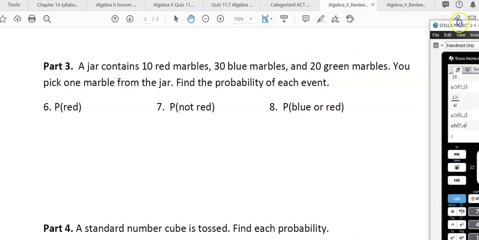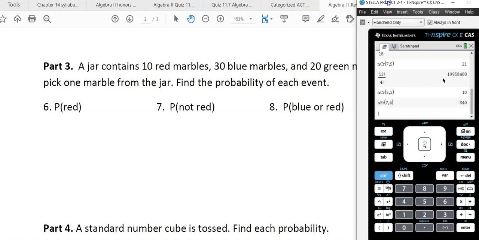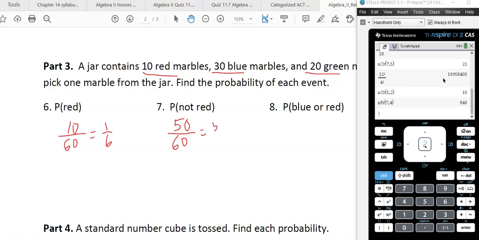See, I can't see marbles. Okay, I can see everything. So a jar contains 10 red, 30 blue, and 20 green. What's the probability of each? Probably red. So I'll do the denominator first. I've got a total of 60 marbles, and I want red, and that would be 10 out of 60, which is 1/6. And not red. So it's still choosing out of 60, but not red would be all the others. Well, 20 and 30, green and blue, add up to 50, so that'd be 5/6.